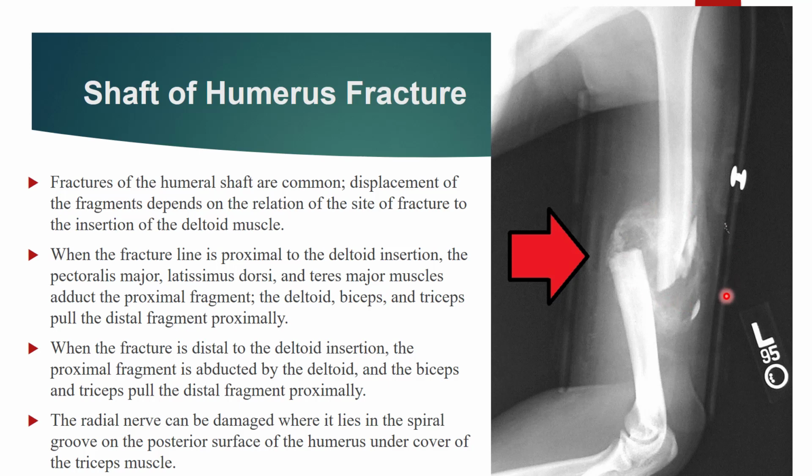The radial nerve can be damaged where it lies in the spiral groove on the posterior surface of the humerus under the cover of the triceps muscle. So this is very, very important. We should know that the spiral groove has very important relation with the radial nerve. So the radial nerve can be damaged here.